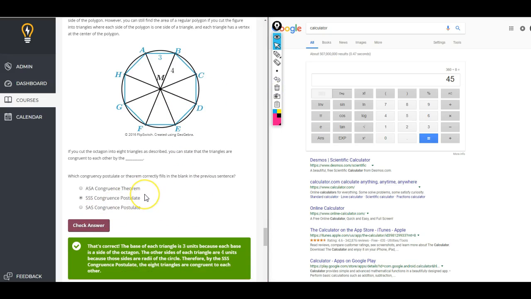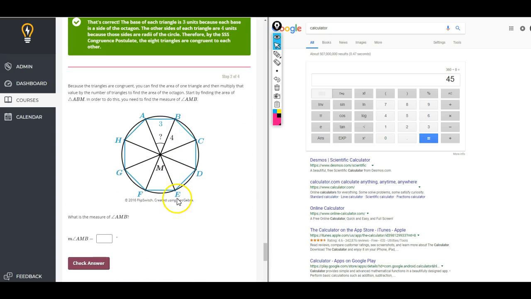I think if there's more than one correct answer, it ought to be an option as well. I apologize for that. Because the triangles are congruent, you can find the area of one triangle and then multiply that value by the number of triangles to find the area of the octagon. Start by finding the area of triangle ABM.